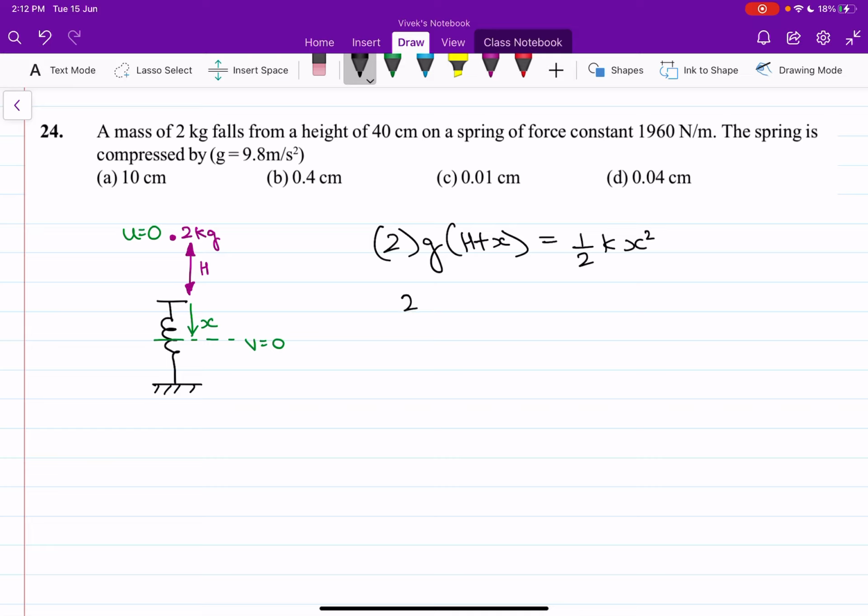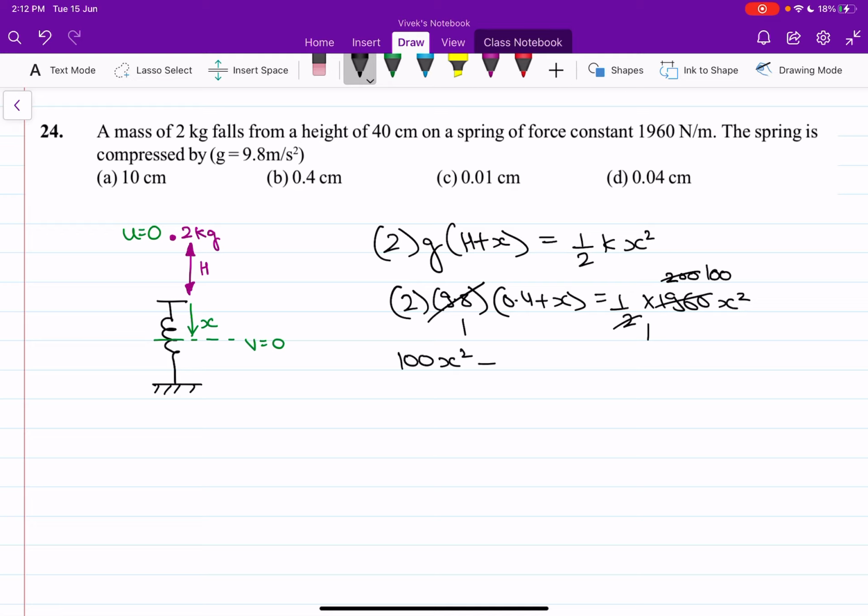So 2 into 9.8 into (h, which is 0.4 meters, plus x) is equal to half into 1960 into x squared. So what I can do is, I can divide 1960 by 9.8. So what I'll get is 200, because 9.8 into 2 is 19.6. Okay, so divide this, you get 100. So what we have is 100x squared minus 2x minus 0.8 equals 0.